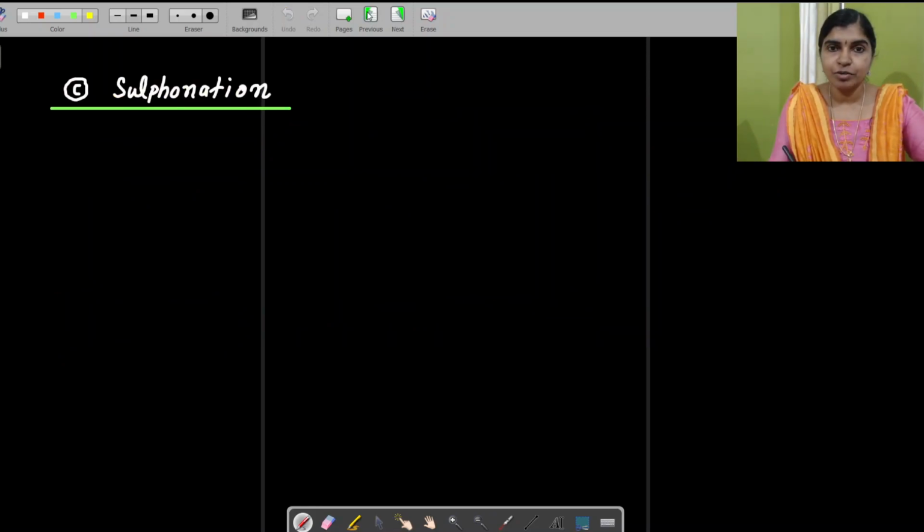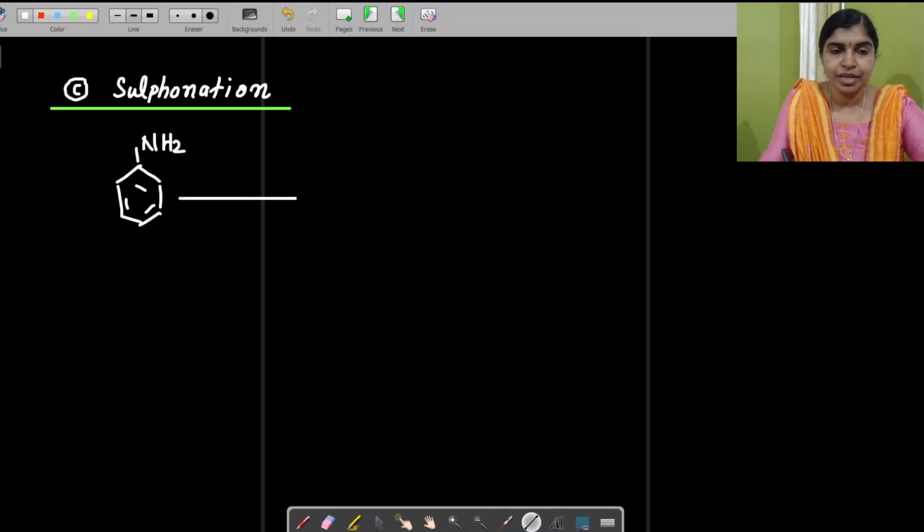The next electrophilic substitution reaction, that is sulfonation. Sulfonation ചെയ്യാൻ വേണ്ടിയിട്ട് നമ്മൾ ഏത് reagent ആണ് യൂസ് ചെയ്യുന്നത്? That is concentrated sulfuric acid here. Again aniline reacts with the concentrated sulfuric acid. Concentrated H2SO4, that is a reagent for sulfonation.